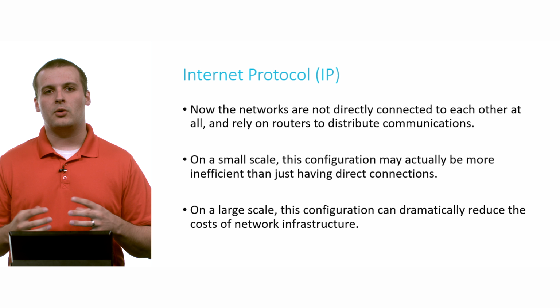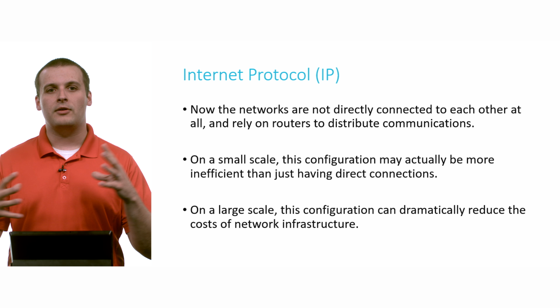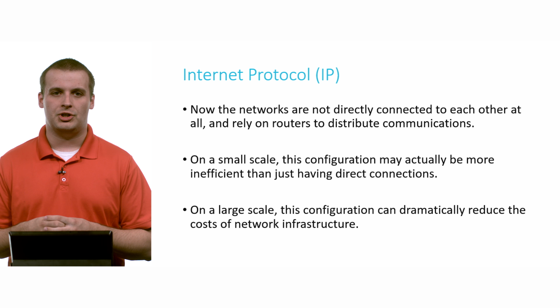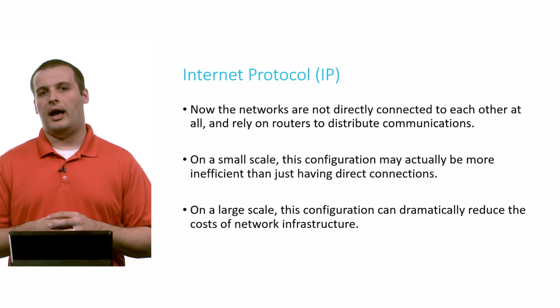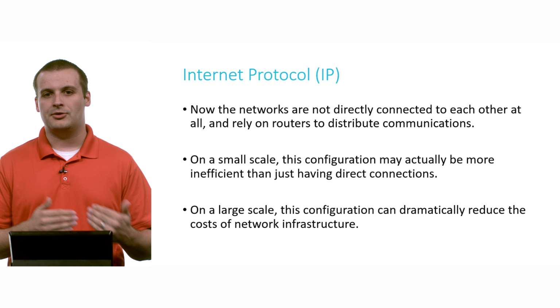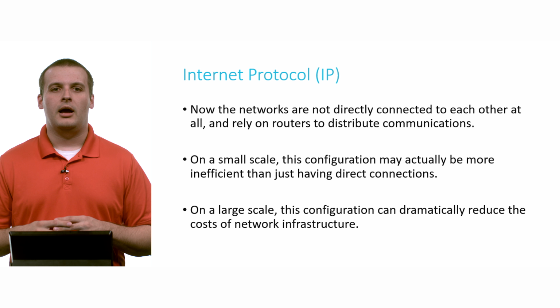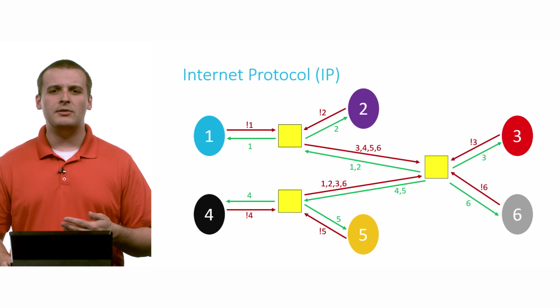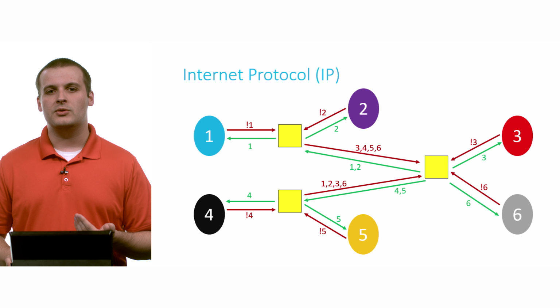But on a large scale, we can scale the system a lot better. It's really going to reduce our costs of network infrastructure to have intermediary routers whose job it is to move traffic from the sender to the receiver, or from point A to point B, as opposed to wiring everybody together. So let's take a look at an example of information traveling using this internet protocol.